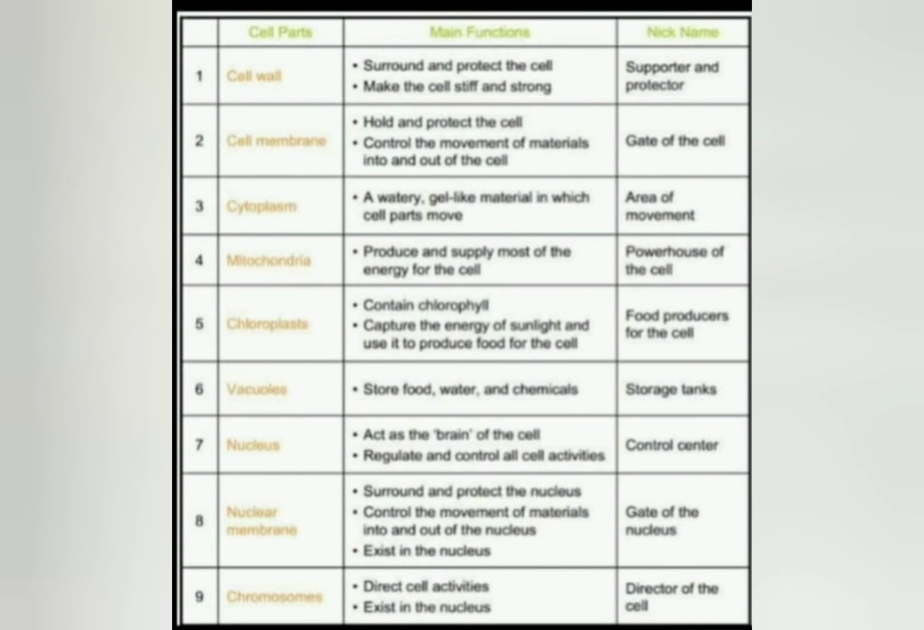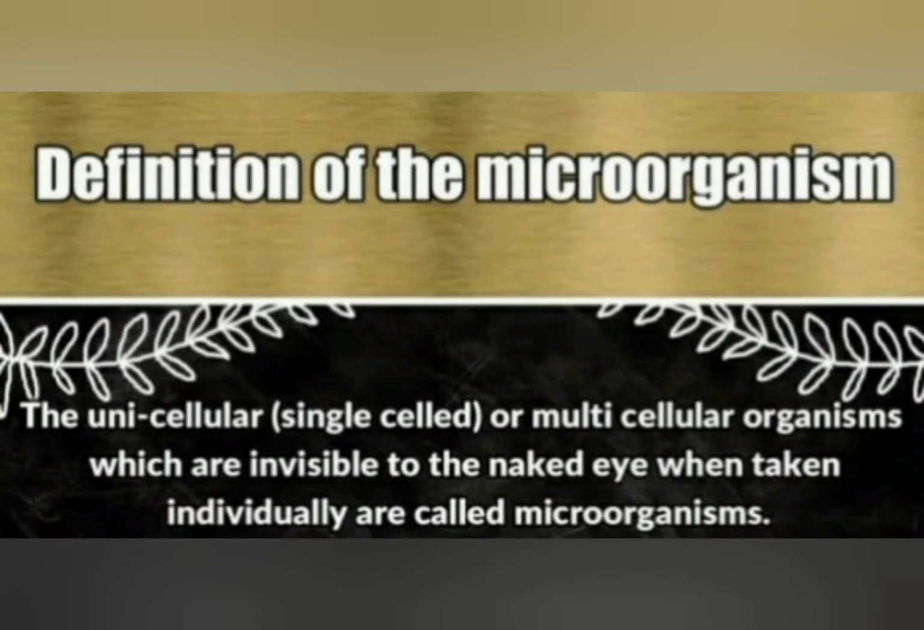So just now we have seen the cell parts, their main functions and the nicknames given to the cell parts. Now let us see about the microorganisms. Here you can see the definition of microorganisms. The unicellular, single-celled or multicellular organisms which are invisible to the naked eye when taken individually are called microorganisms.